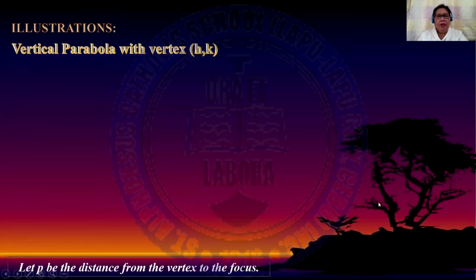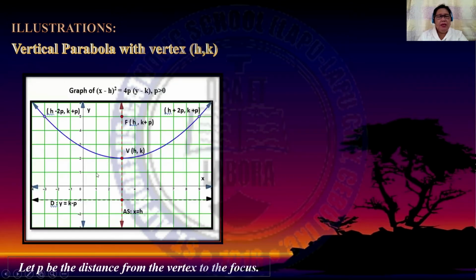For the vertical parabola with vertex (h, k), this is the illustration for the parabola opening upward, wherein you have the vertex located here. So this is the focus, 3 units up. You count 3 units down and you draw the directrix. And since p is 3, you count 6 units. This is the endpoint of the latus rectum. From the focus to here, that is 6, which is equivalent to 4p as the length of the latus rectum.